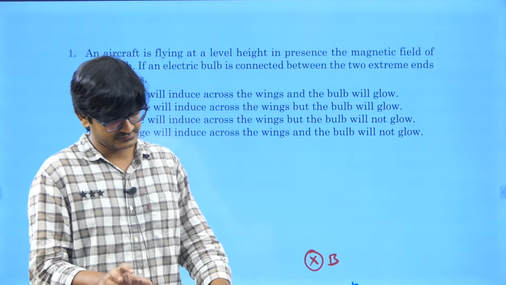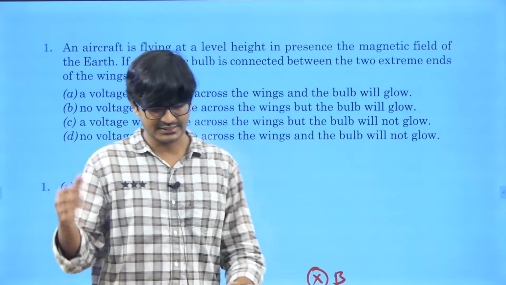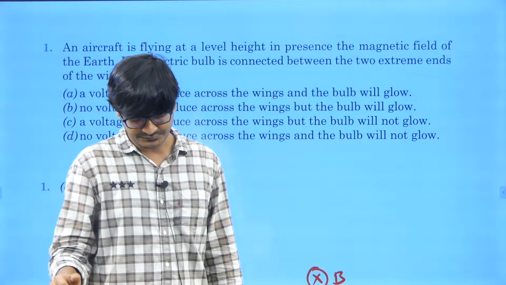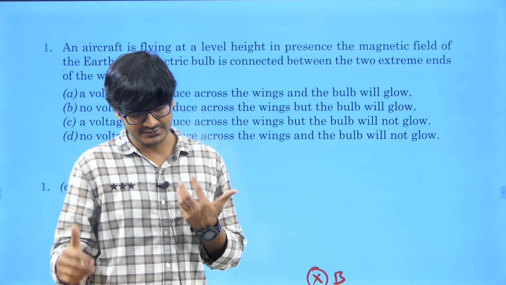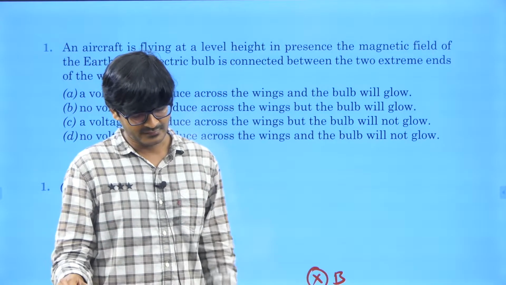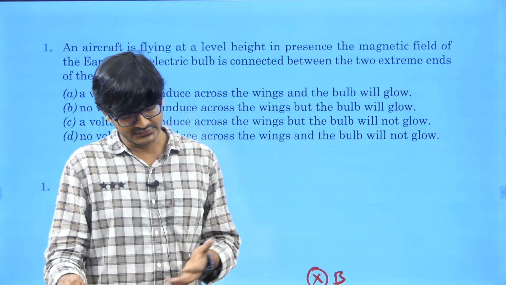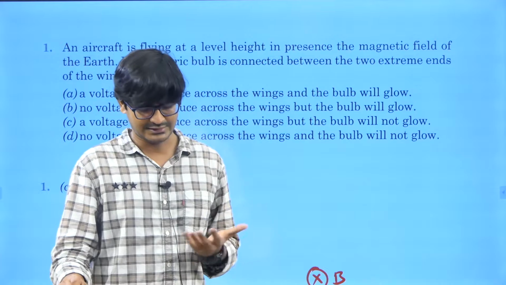The next question, an aircraft is flying at a level height in the presence of magnetic field of Earth. If an electric bulb is connected between two extreme ends of the wings, then will there be voltage induced and will the bulb glow? So this is the kind of question they are asking.